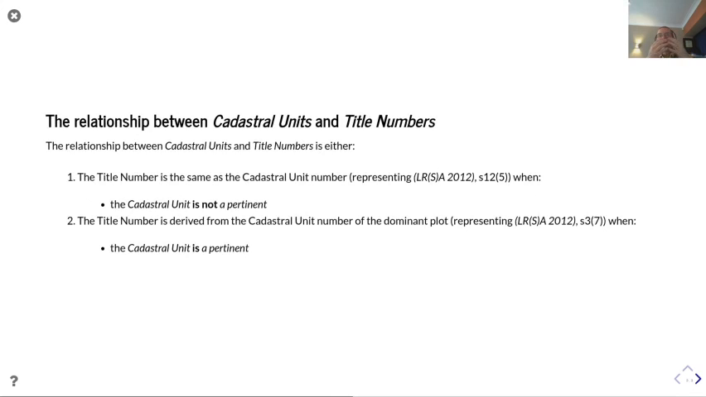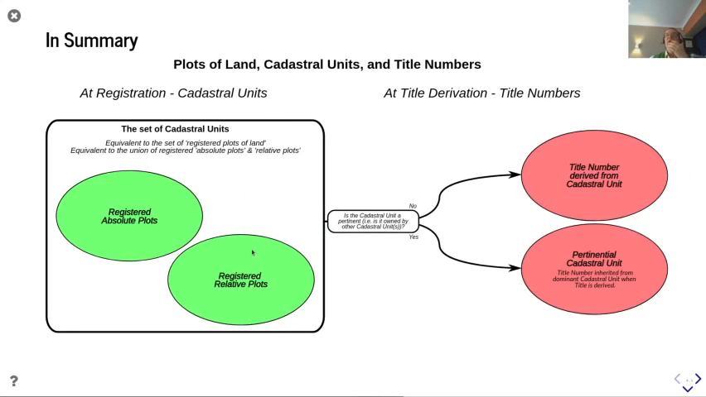So what then are the relationships between cadastral units and title numbers? The relationship is either the title number is the same as the cadastral unit, represents the section 12.5 in the jurisdiction, i.e. the cadastral unit is not appurtenant, or the title number is derived from the cadastral unit number of the dominant plot when the cadastral unit is appurtenant. And so we can see that here.